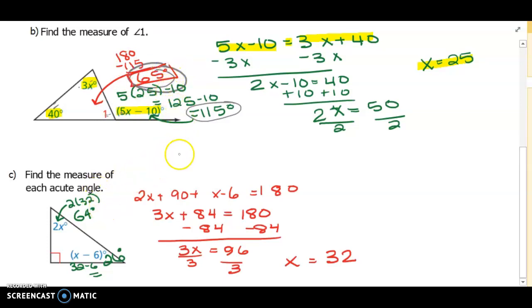Okay, and then the last one down here, we know that all three angles, so 2x, 90, x minus 6, all of them equal 180. And then we solve for x, so we get x equals 32. And then it doesn't say solve for x, it says find the measure of each acute angle. So we know that this one, when we plug x in, is 64. And this one is 26.